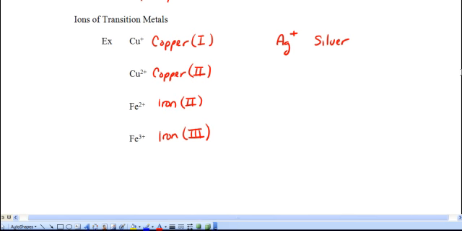So that is how you name these ions. And in the next podcast, we're going to talk about how you name what are called polyatomic ions. We'll see you next time.